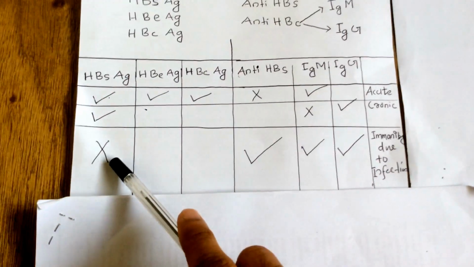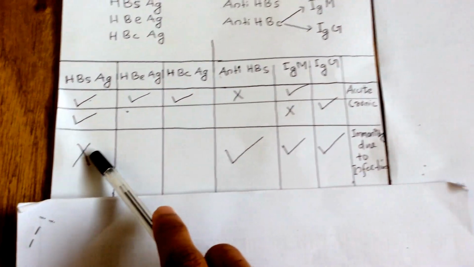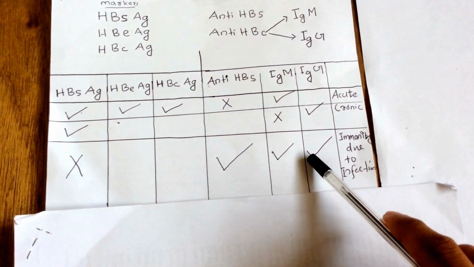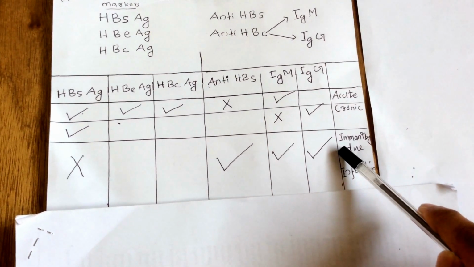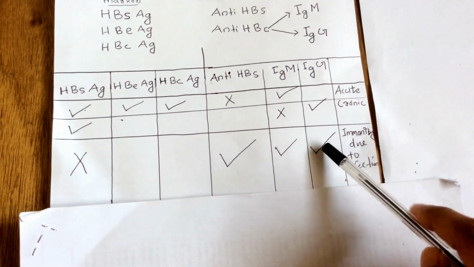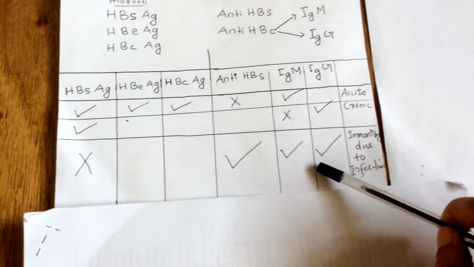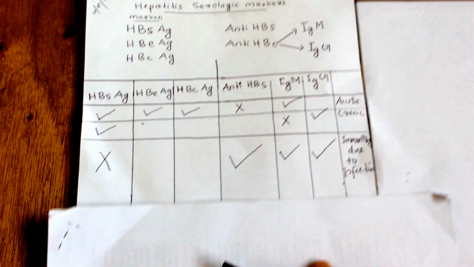Next, there is no HBsAg antigen. This means there is no infection, but all antibodies are present. It means immunity due to infection. This person got infection before, but now he has all the antibodies. It represents he has immunity now due to earlier infection.